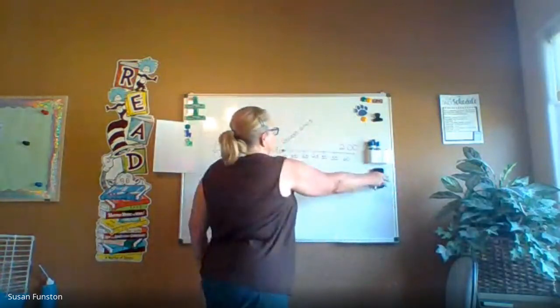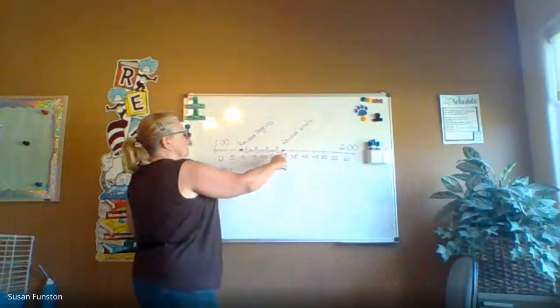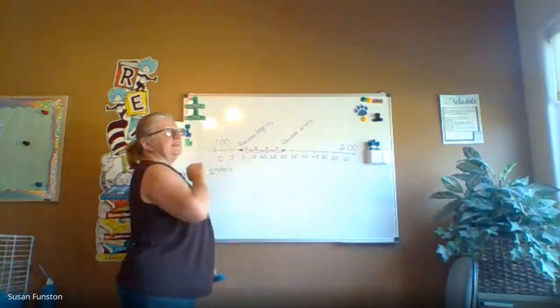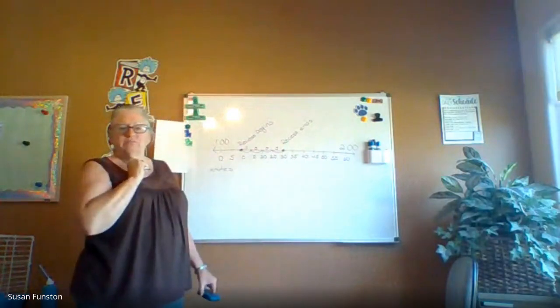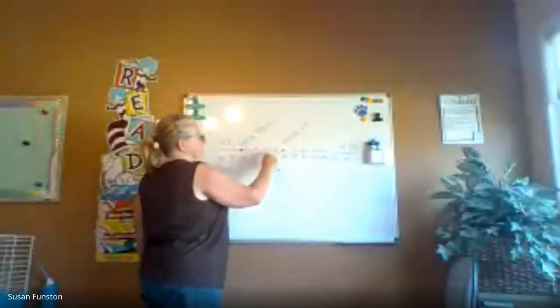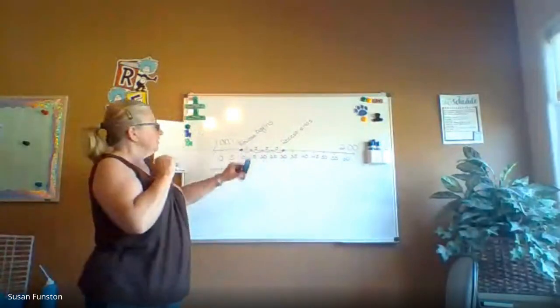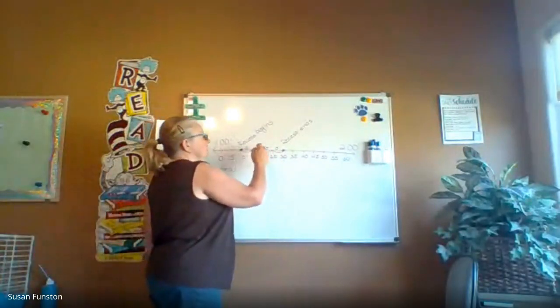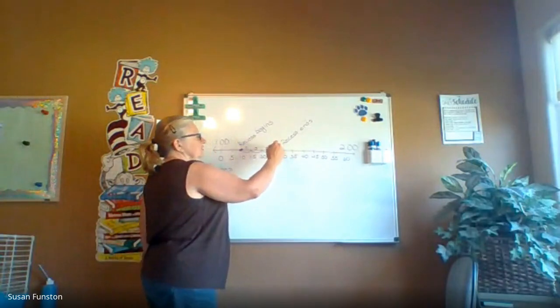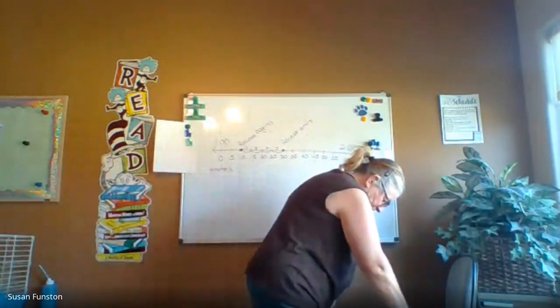Okay, let's take a look again. How many 5-minute intervals did I need to make 20 minutes? Let's see, I needed 1, 2, 3, 4. 4 intervals makes 20 minutes because I'm going to count 5, 10, 15, 20. So we can use our number line to help us with telling time.